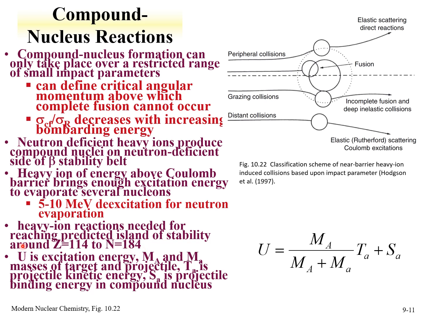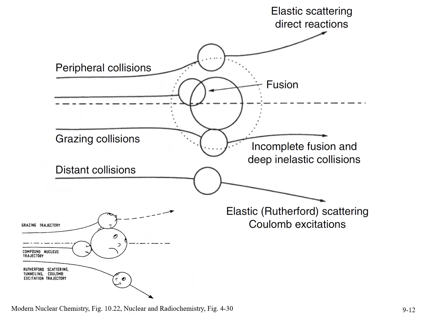And you can get an idea of the excitation energy that's necessary when you look at the mass of the target and the projectile, the kinetic energy, and the binding energy of the projectile in the compound nucleus. So these terms can be used to get an idea of the overall excitation energy that's going to be observed in the nucleus from the kinetic energy of a projectile.